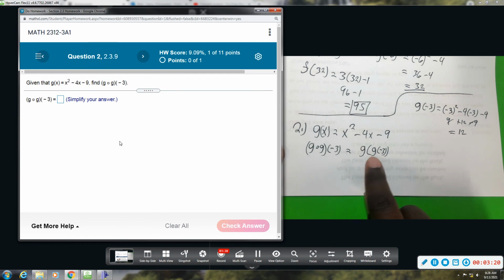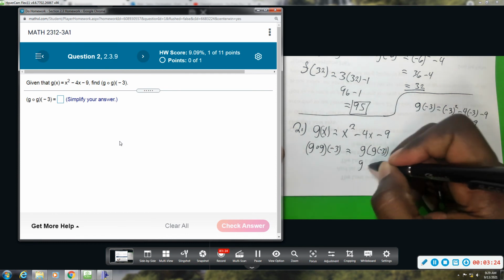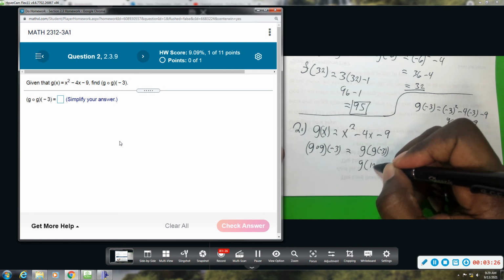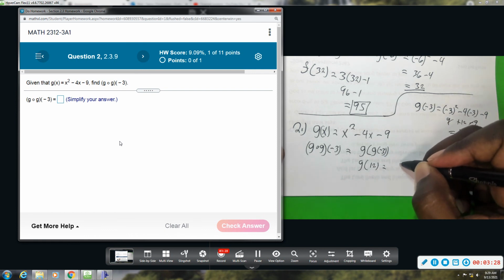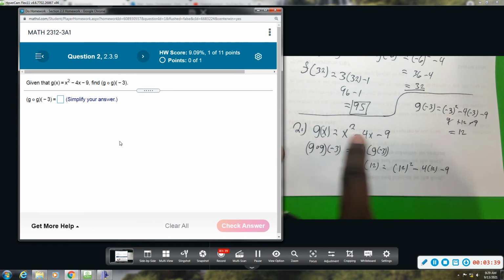So now from here, I'm going to replace g of negative 3 now that I know what that's equal to. And it's going to become g of 12. We're going to do the same thing. I'm going to plug in a 12 this time. 12 squared minus 4 times 12, and then minus 9. So that's just writing down this, plugging in a 12 for the x values.